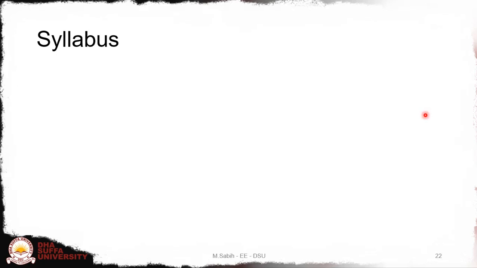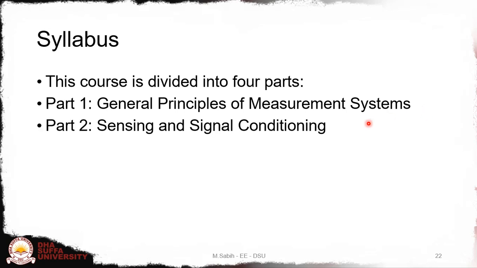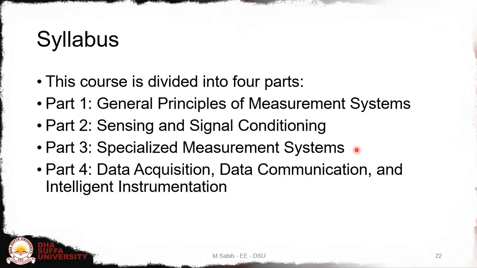So based on all these examples and applications, what I have done is to put the syllabus into 4 equal parts. The first part will comprise the general principles of the measurement system. Then the second part will consist of the sensing and signal conditioning. Third, we will go through some specialized measurement systems which are very job oriented, application oriented, and in the final part we will review the data acquisition. We will especially study data communication and intelligent instrumentation.